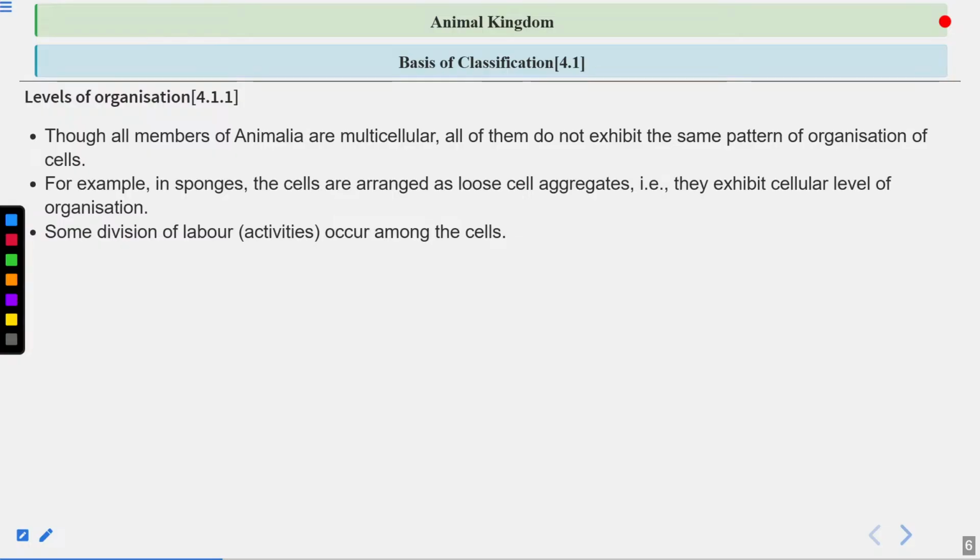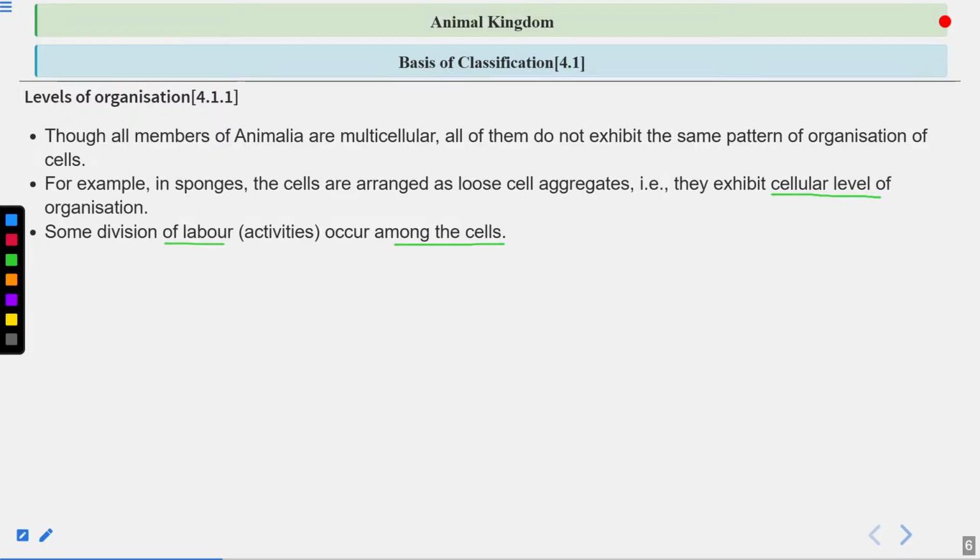Some division of labor occurs among the cells, but they still show the cellular level of organization. Division of labor means some cells are assigned to a specific work. They have cells called collar cells or choanocytes, which have a very specific function. There are some cells meant for digestion and some cells meant for excretion. But still, tissue has not been formed here. So that is why the poriferans show the cellular level of organization.